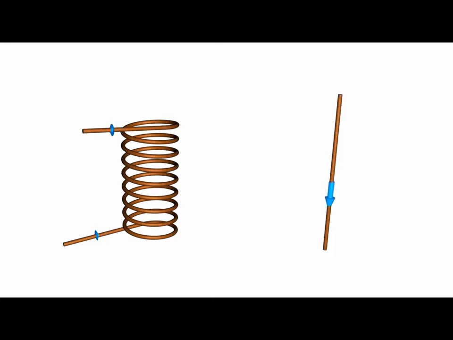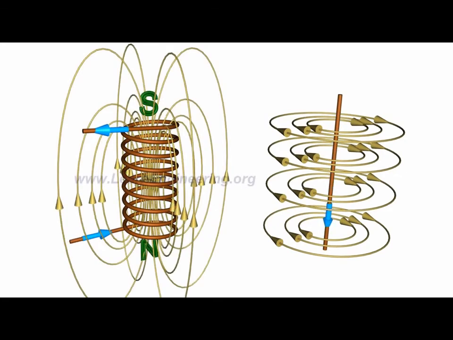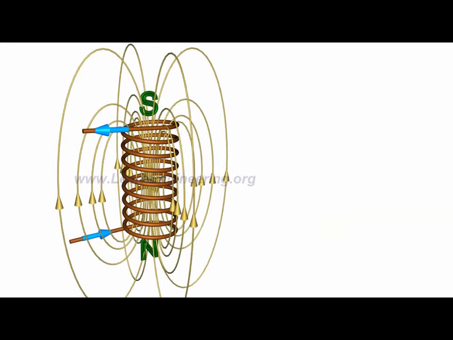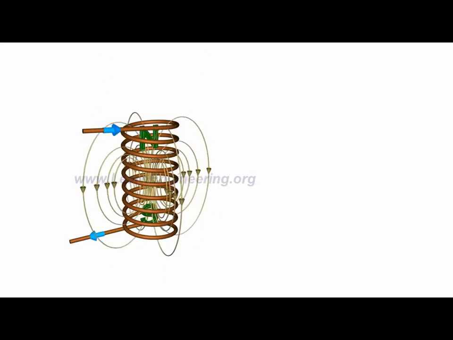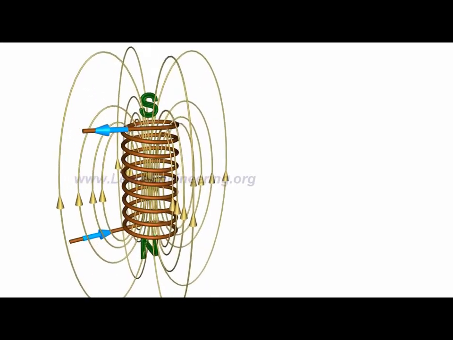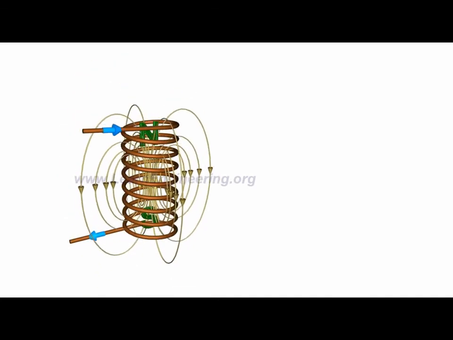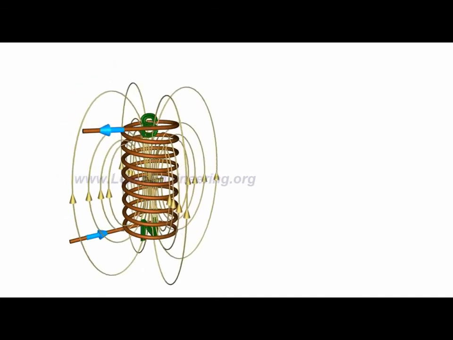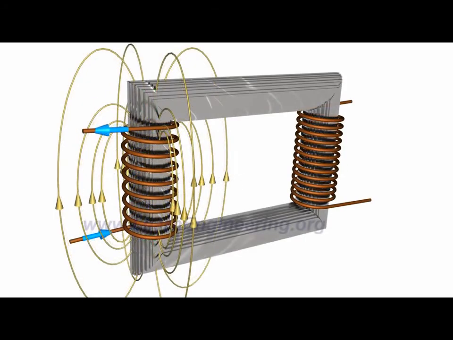A current-carrying conductor produces a magnetic field around it. The magnetic field produced by a coil will be as shown in the figure. With the fluctuating nature of the alternating current, the magnetic field associated with the coil will also fluctuate. This magnetic flux can be effectively linked to a secondary winding with the help of a core made up of ferromagnetic material.